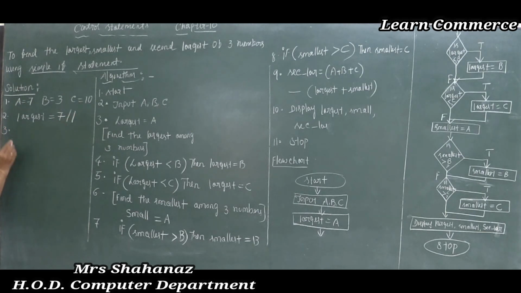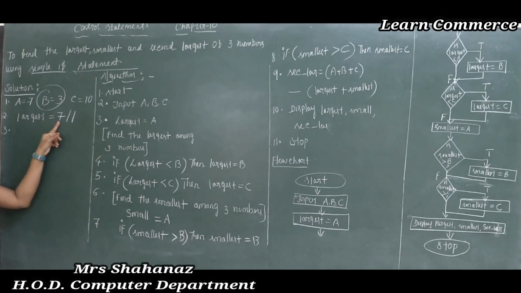And next is the third step. As we know, I already assumed one value as the largest, that is largest is equal to A, which is 7. Now I am going to compare the second number, that is B, with the largest.